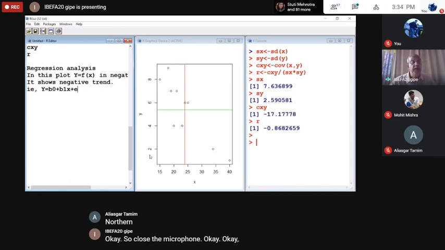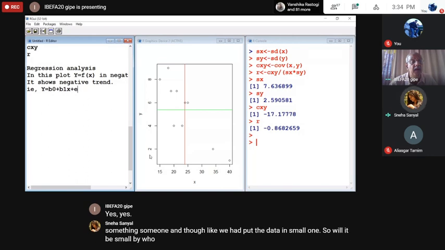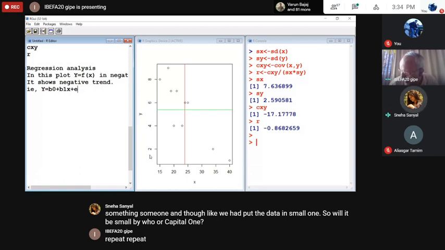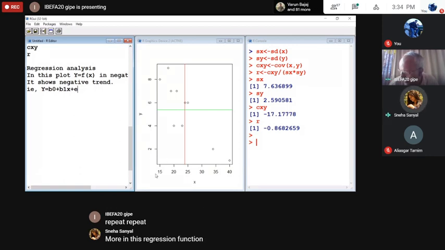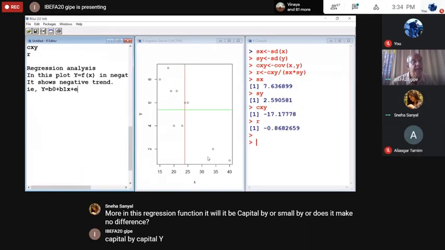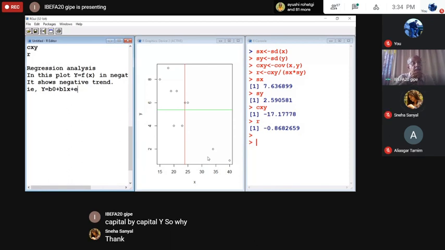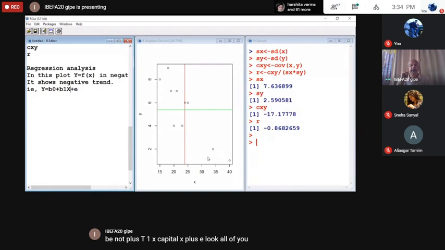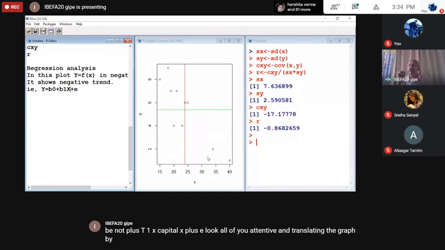So here, we had put the data in small y. Will it be small y here or capital Y? In this regression function, will it be capital Y or small y, or does it make no difference? Capital Y. Okay, so Y will be B0 plus B1 X, capital X, plus E. Look, all of you be attentive, I'm translating the graph into an equation.